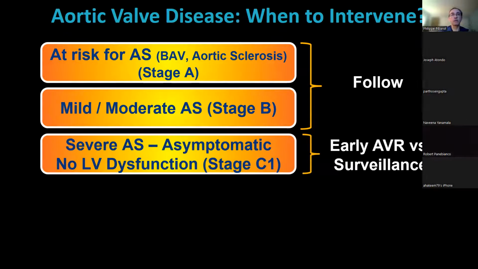Then you come to severe AS. And when you have hemodynamically severe AS and the patient has no symptoms, no LV dysfunction, this is what we call stage C1.